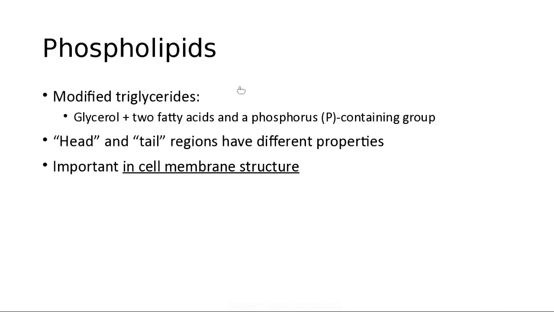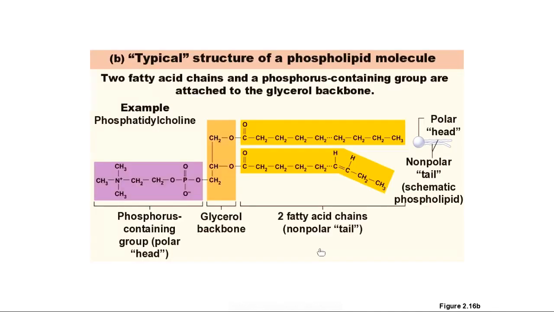Phospholipids, these are modified fats, modified triglycerides. It's a glycerol, 2 fatty acids, and then a phosphorus-containing group. It's a very important component in the cell membrane. It has a head and a tail region. The head region is polar, so it dissolves in water. And the tail region is... no, I told you backwards, I'm sorry. No, I didn't. The fatty acid side is nonpolar. So you have the polar head here, the nonpolar tail. So this side is water soluble, this side is non-water soluble.